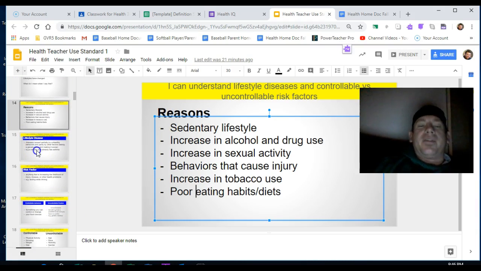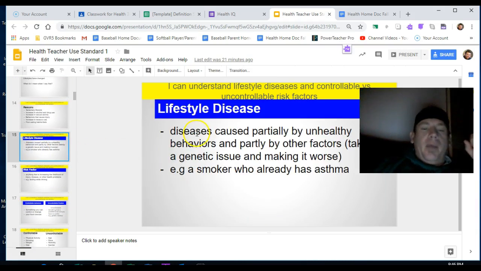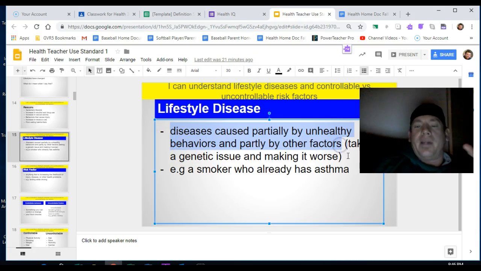So what is a lifestyle disease specifically? When you're entering the definition on the sheet, the very first part here, anything that's not in parentheses, that's all I want you to write. This particular disease is something that is caused partially by unhealthy behaviors and partially by other factors. An example of this would be taking a genetic issue and potentially making it worse. And there's an example down below that you can read. So lifestyle disease is something that is caused by your own behavior, your own choices.